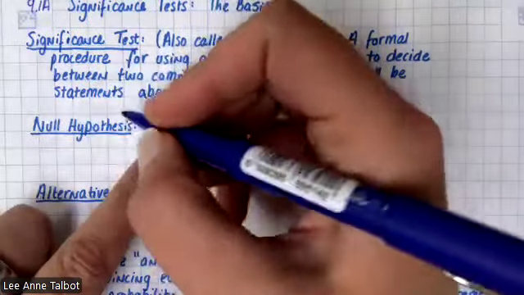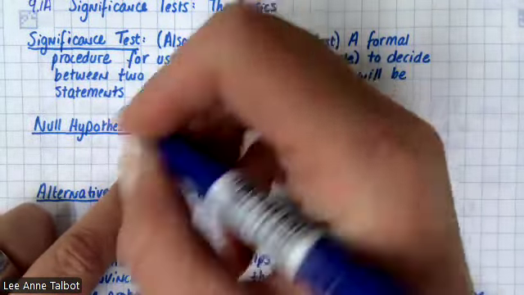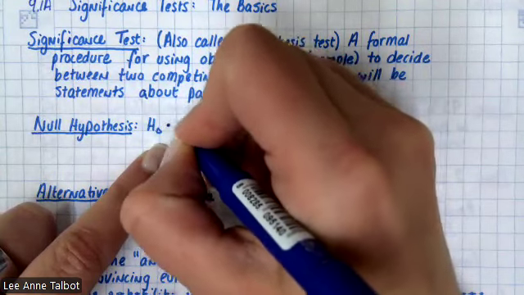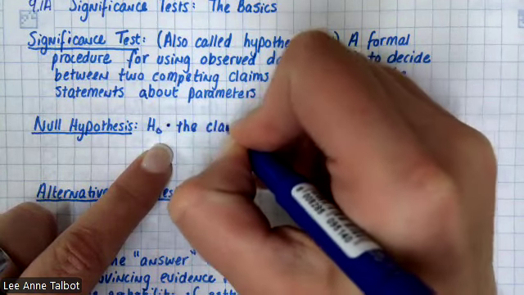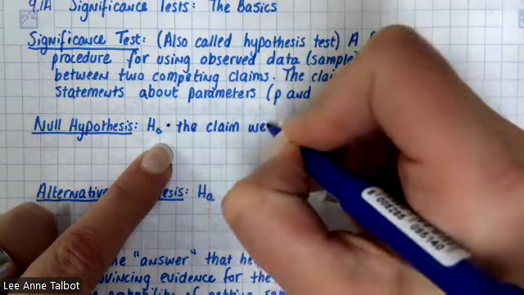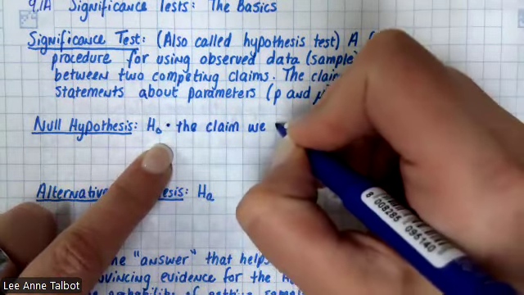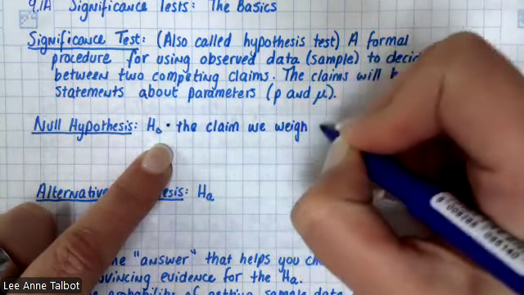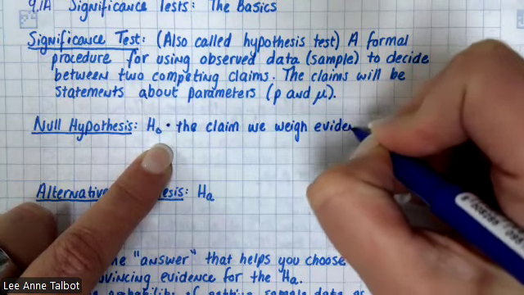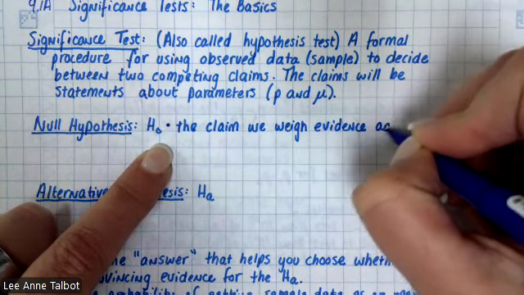Okay, the null hypothesis is the claim we weigh evidence against.